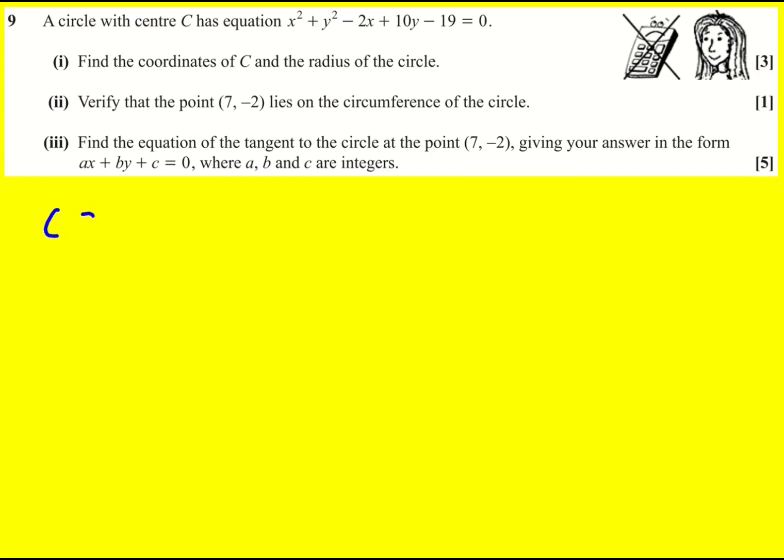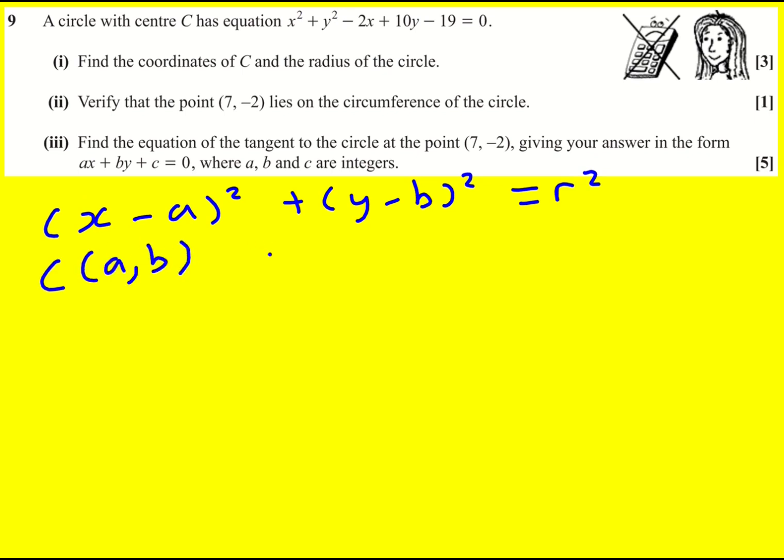We're given a circle, and the general equation for a circle is (x − a)² + (y − b)² = r², with center (a, b) and radius r. That can be shown using Pythagoras' theorem. So we need to take this circle and complete the square on it.